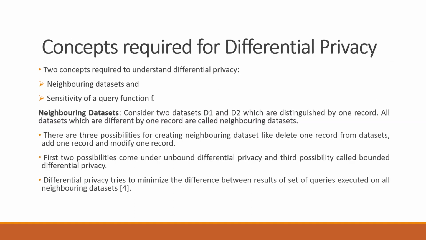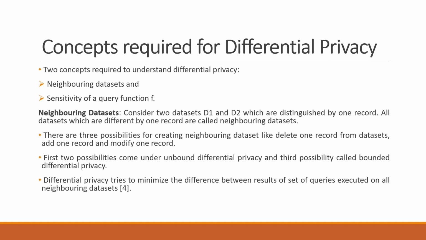So before understanding the concept of differential privacy, I would like to explain two concepts which are required to understand it. First is the neighboring data set, and second is the sensitivity of a query function F. Two data sets D1 and D2 are called neighboring data sets if they are distinguished by one record.